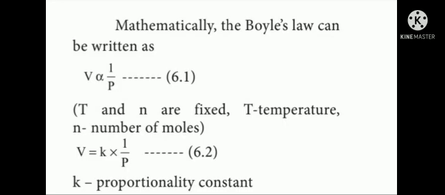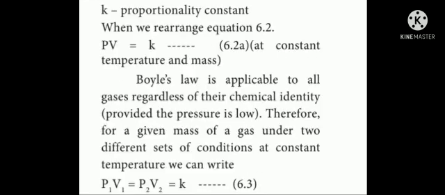In order to remove the proportionality symbol, we have to add one constant. After adding the constant, equation 6.1 becomes equation 6.2. It is V equal to K into 1 by P, where K is the proportionality constant. When we rearrange equation 6.2, it becomes PV equal to K. It is given by equation 6.2a at constant temperature and mass.